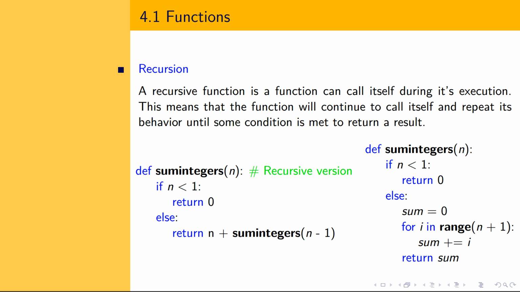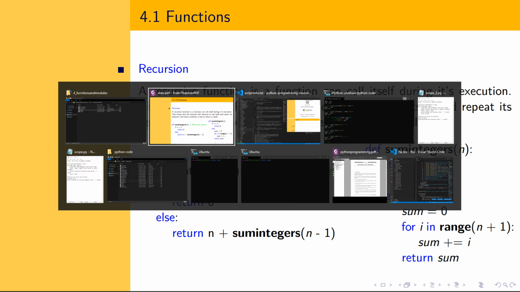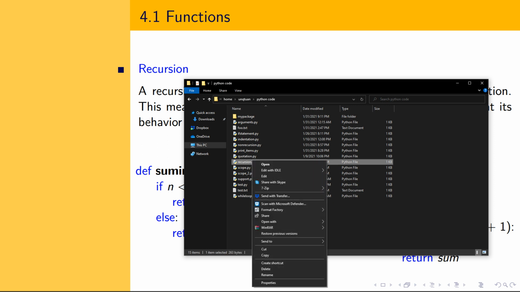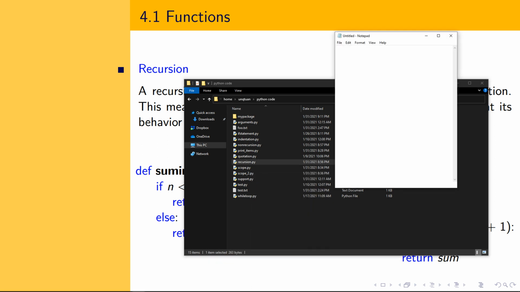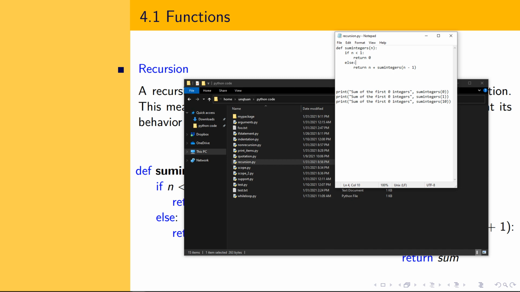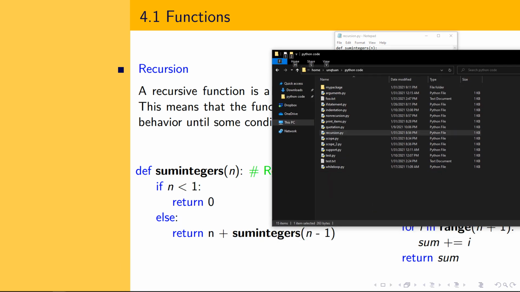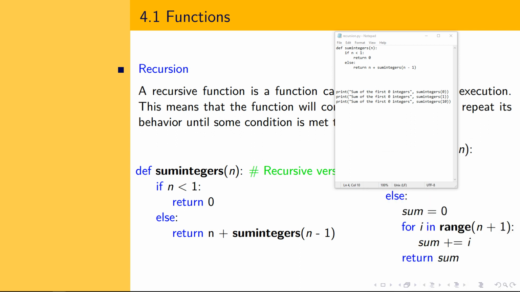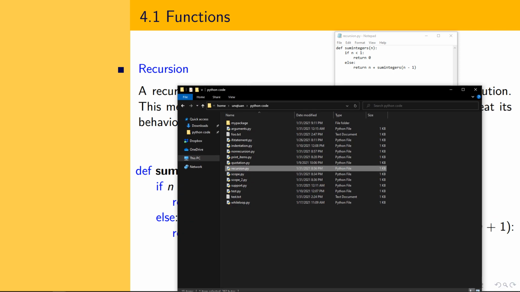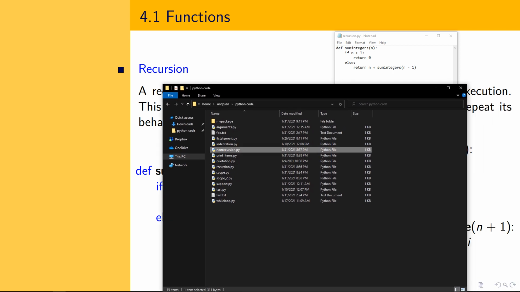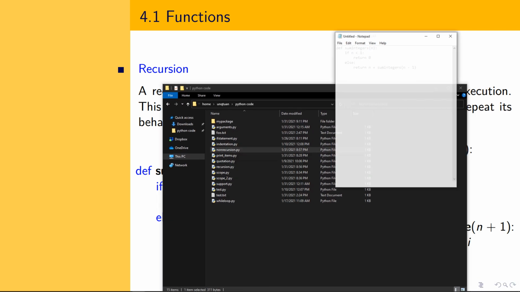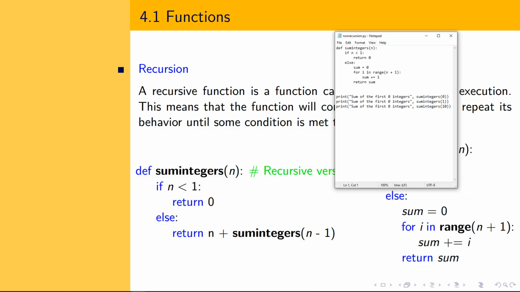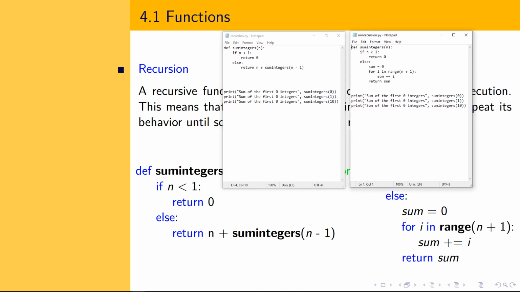So let's say I have the file here, so we can check recursion.py, which is exactly what we see here, the function in this file, right? So let me open the non-recursion version here. Okay, you can see the recursion and the non-recursion.